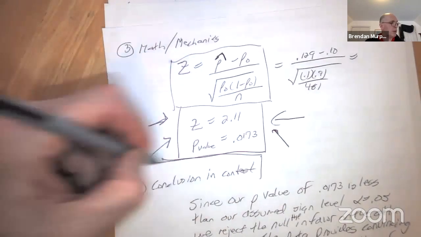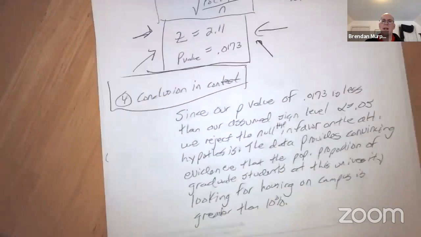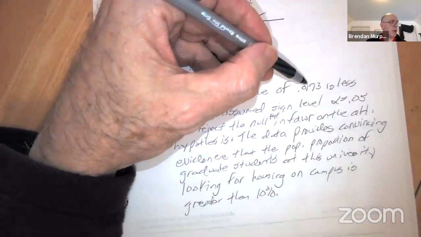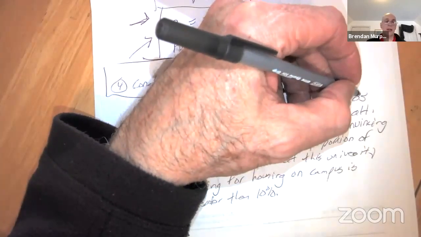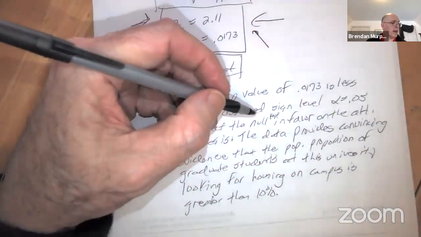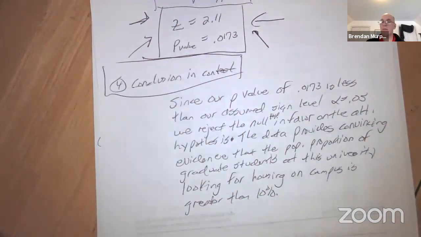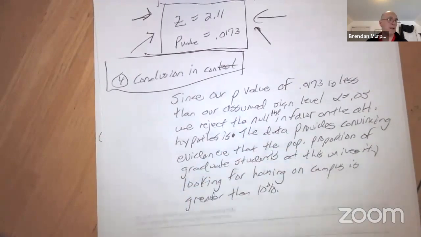So probably the most important thing now is conclusion and context. My first sentence is going to be somewhat generic, i.e. I could use it probably on every problem. Since our p-value of 0.0173 is less than our assumed significance level, alpha is 0.05, we reject the null hypothesis in favor of the alternative hypothesis. So that rolls off my tongue. I've taught the course for the better part of 20 years and have said that thousands and thousands of times.